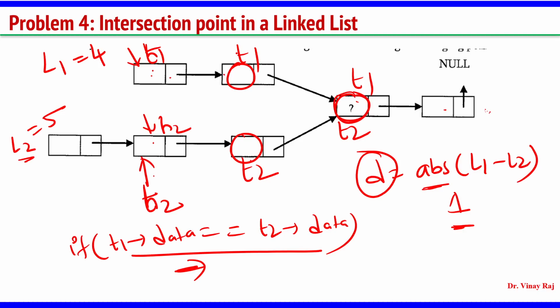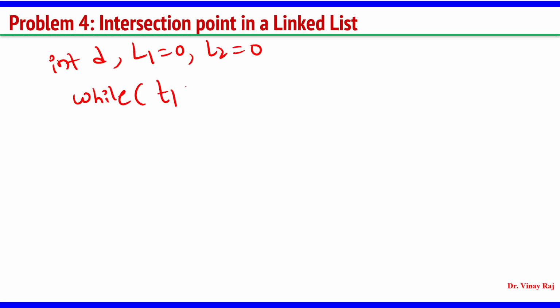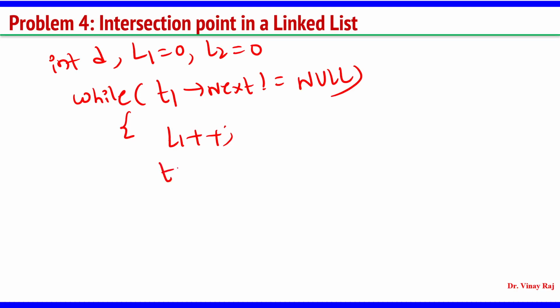You have to find out the lengths of both the lists. So, what I will do here, first we will define this variable difference D and we will take count L1 equal to 0, L2 equal to 0 initially. I have to write two simple loops: while temp1, that is linked list 1, temp1 next is not equal to null, simply you have to just increase L1 plus plus and T equal to T next.